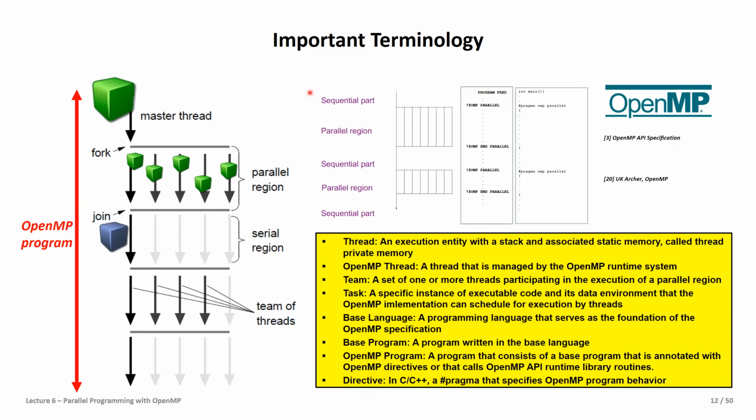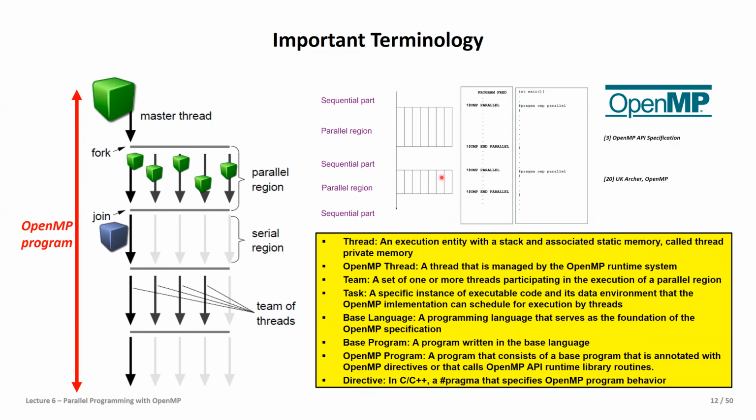You have the sequential part with the master thread, and then there will be a fork of a number of threads in the parallel region. And this will then be joined again to a serial region. And there could be another parallel region that is perhaps even having a smaller number of threads. And then you collapse again with a join to a serial region. And this goes on and on.